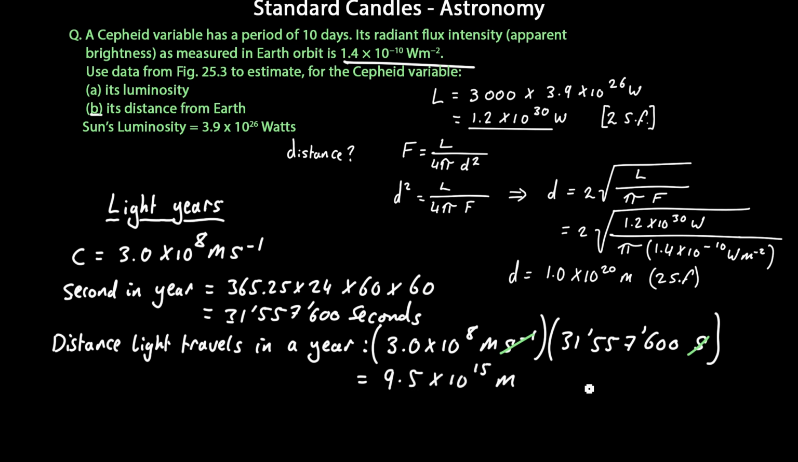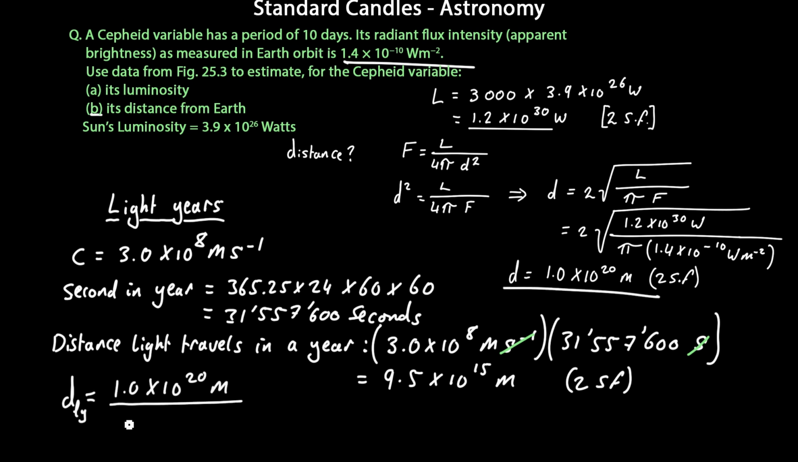So to get the number of light years for our previous answer, we simply divide this distance by the distance of a single light year to give our distance in units of light years. So we do this and we get a value to two significant figures of 1.1 times 10 to the 4 light years. So about 11,000 light years.